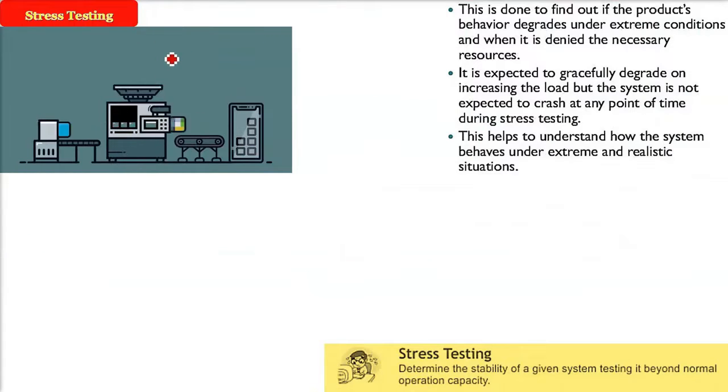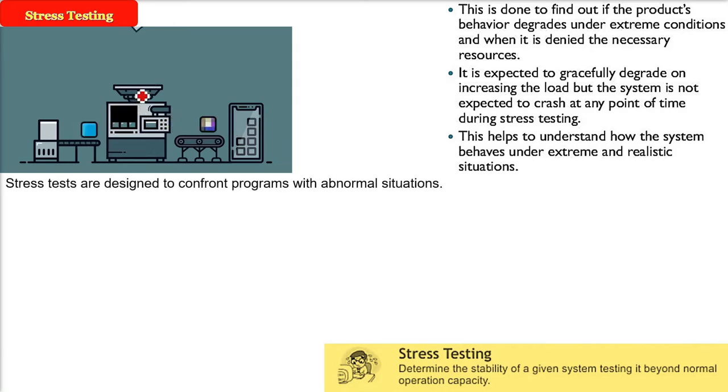Stress testing. Stress testing determines the stability of a system, testing it beyond normal operation capacity. Stress testing is all about how the system is going to behave and work in an actual scenario, because when we are developing, we are just developing. We are not aware how it is going to pan out when it is actually in the field.